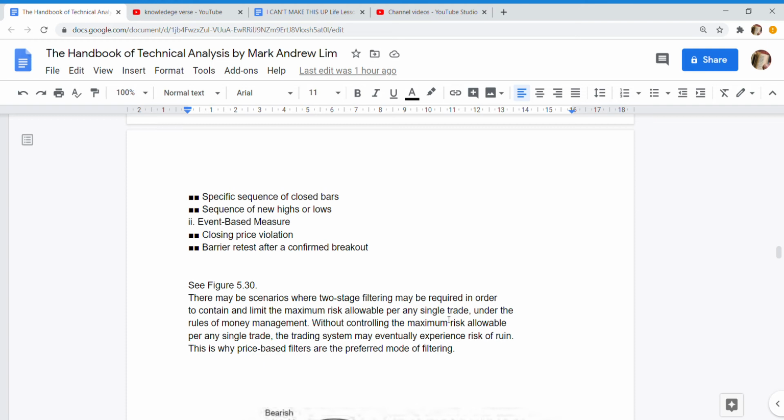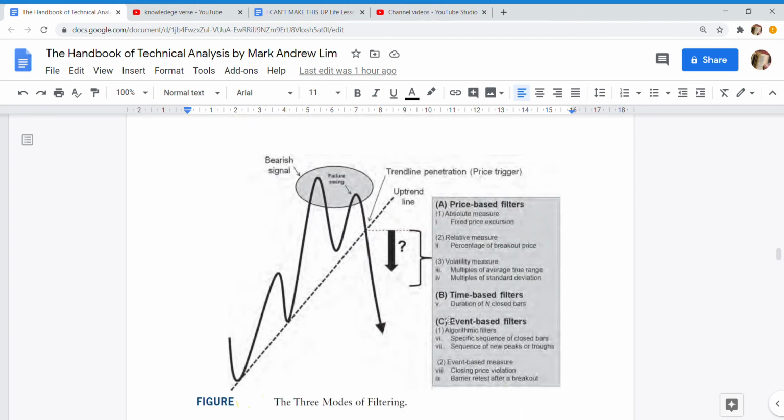There may be scenarios where two-stage filtering may be required in order to contain and limit the maximum risk allowable per any single trade under the rules of money management. Without controlling the maximum risk allowable per any single trade, the trading system may eventually experience risk of ruin. This is why price-based filters are the preferred mode of filtering. As an example, let us assume that a trader has decided to use a closing violation as the trigger for entry.